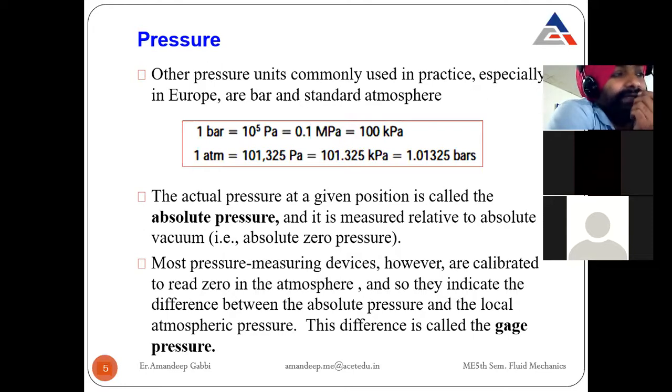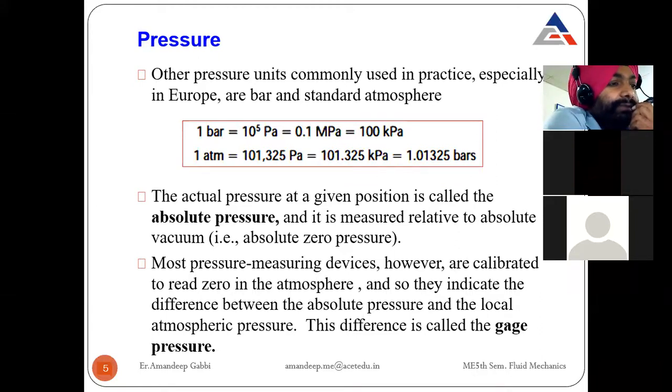And 1 bar is equal to 0.1 megapascal and 100 kilopascal. 1 atmospheric pressure, 1 atm, is equal to 101325 pascal. You are not going to get this unit, 1 atm, in your books because most of the units are either in bar or in pascal.